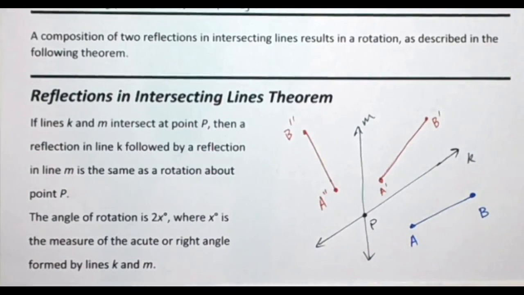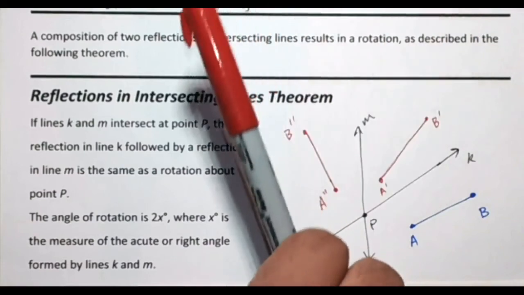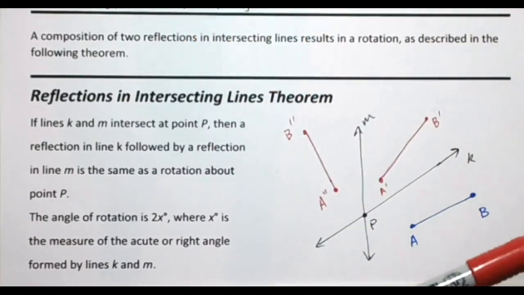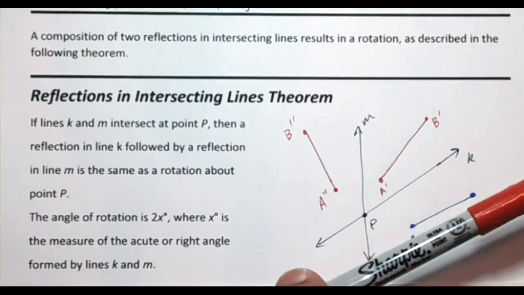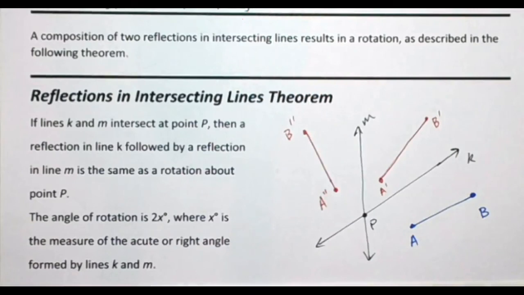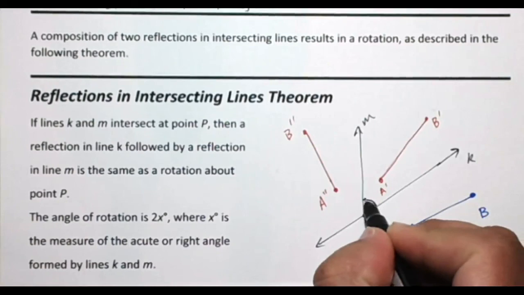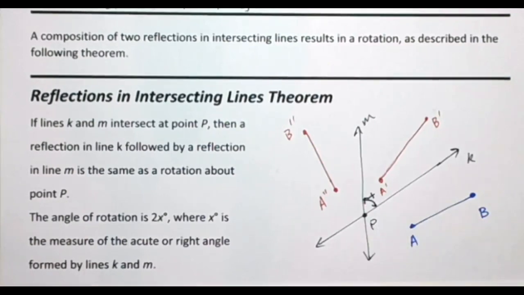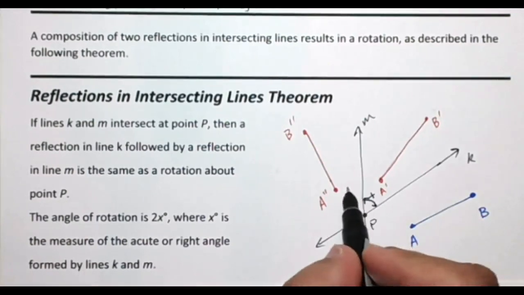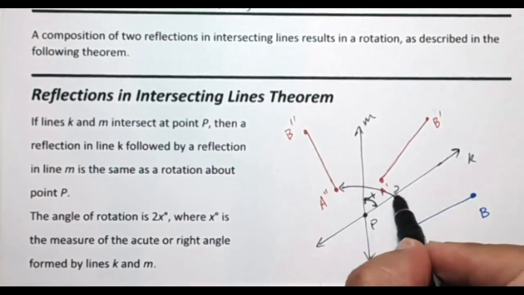Okay, so kind of like before, taking this thing, reflecting it once, and then reflecting it twice, that's going to be the same result as taking this original segment, this pre-image, and just rotating it to this A double prime, B double prime position. Now, the angle of the rotation is going to be equal to whatever this angle right here is. So if we let this angle be x, the angle of rotation from here to here is going to be twice that.